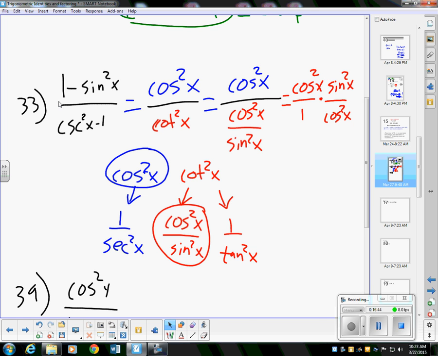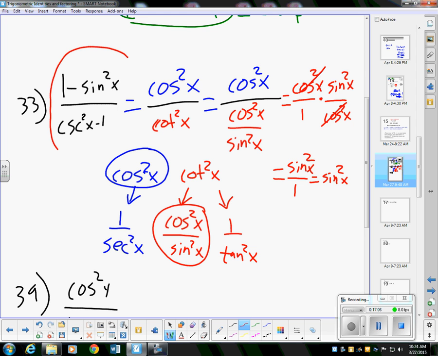Okay, now I can look at this and I know now that cosine squareds are going to cancel out. And so I'm left with sine squared of x over 1, which is the same thing as sine squared of x. So the bottom line is, if I take 1 minus sine squared of x and divide it by cosecant squared of x minus 1, the final simplified result is sine squared of x.